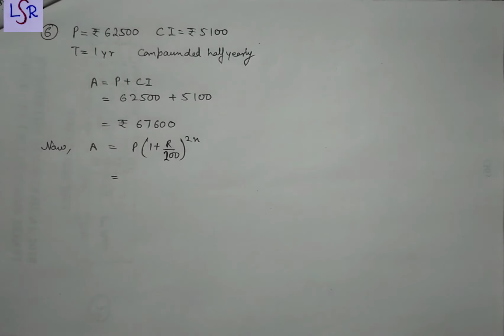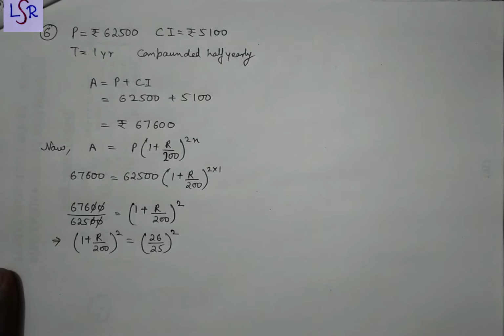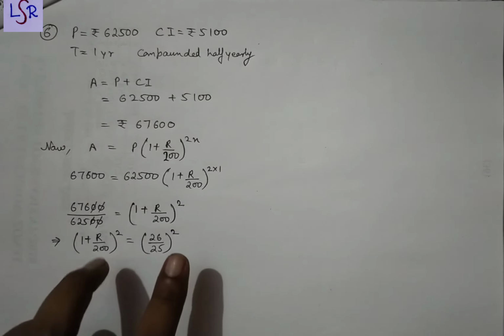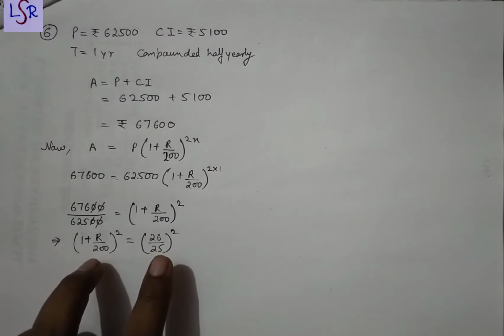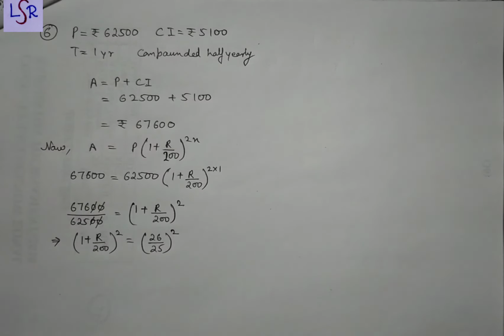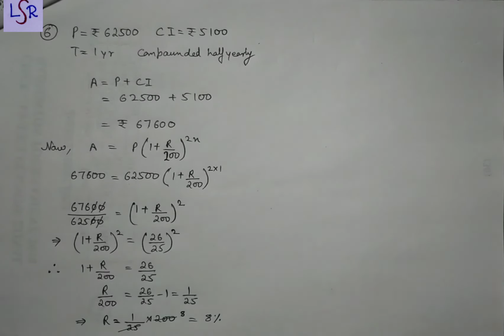Here we are going to use the formula for half yearly. Now place the values of amount, principal and time, and here we have got this. Now we can see that both of them have the same power, which means the base will be the same. By equating the base we get 1 + R/200 = 26/25. Now we'll solve for R, and here we get the final value of R as 8%.